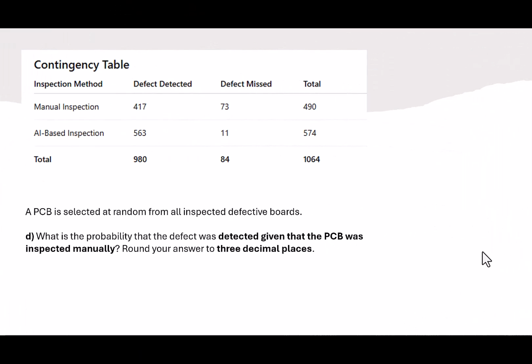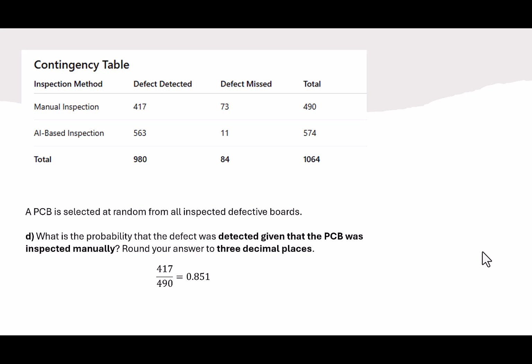In part D, we're looking for the probability that the defect was detected given that the PCB was inspected manually. 417 of the defects detected were from manual inspections. That becomes our numerator. Because we have the phrase given that, we know we have to change our denominator. This time, the given that says that the PCB was inspected manually. This says our denominator is from the total number of manual inspections, which is 490. Our probability is 417 over 490, which reduces to 0.851.